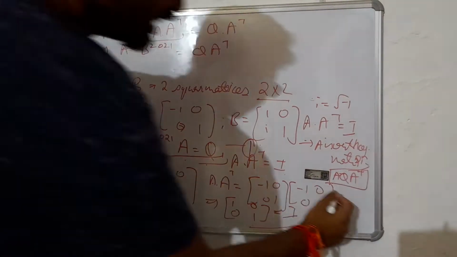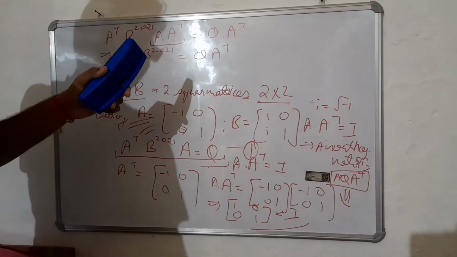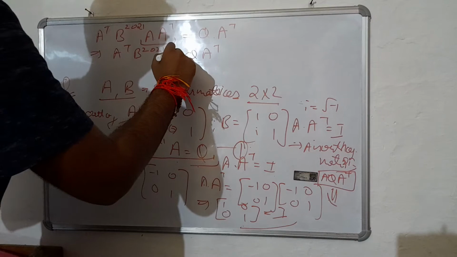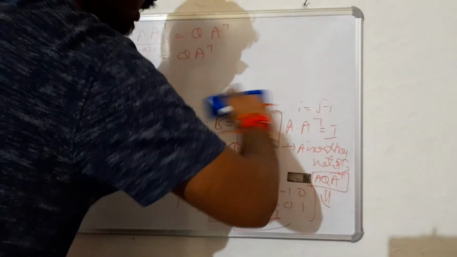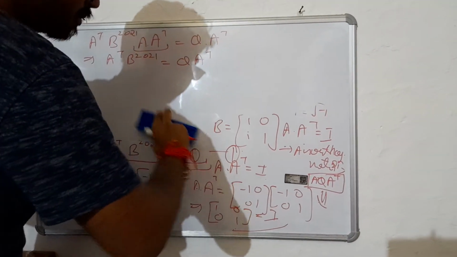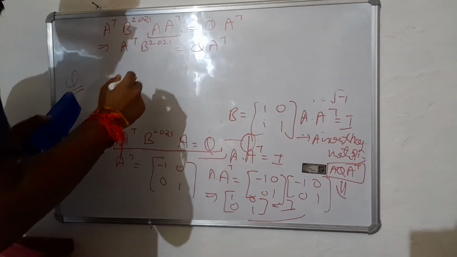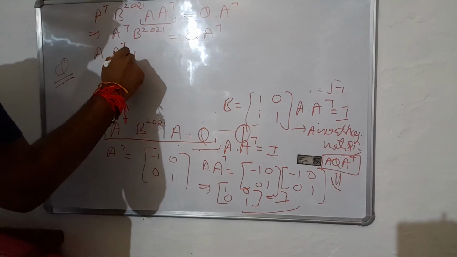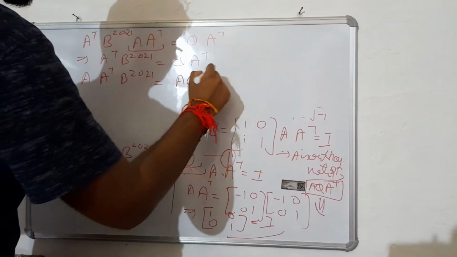Now, whatever the target is, we want to get AQA transpose. How can we get AQA transpose? By pre-multiplying both the sides with the matrix A. Let me erase this part so that I can continue the rest of the question and get to the solution. Let us not remove the B part, okay? It's crucial. Pre-multiplying this equation by A gives me A transpose B raised to 2021 equals AQA transpose.